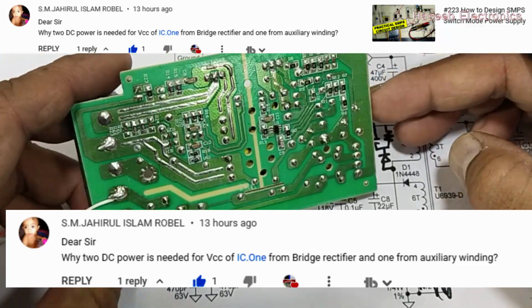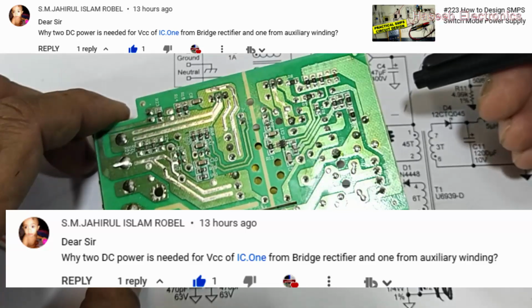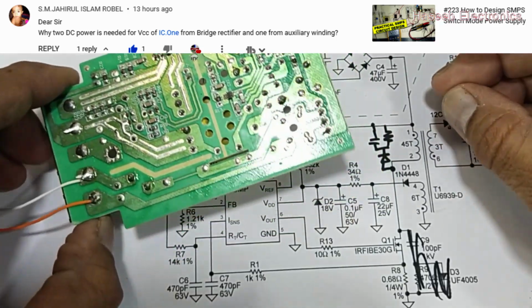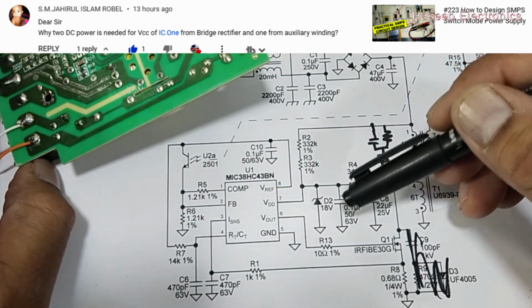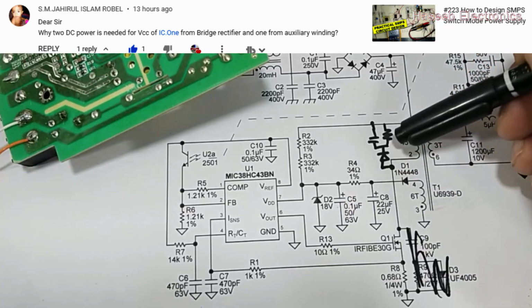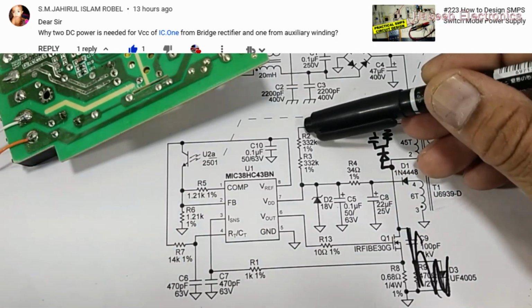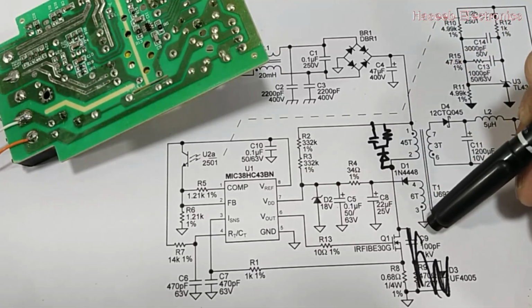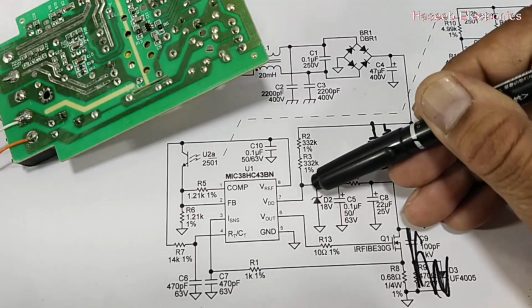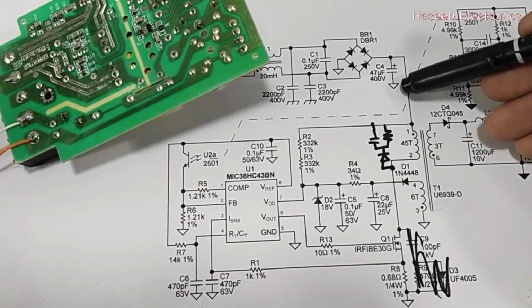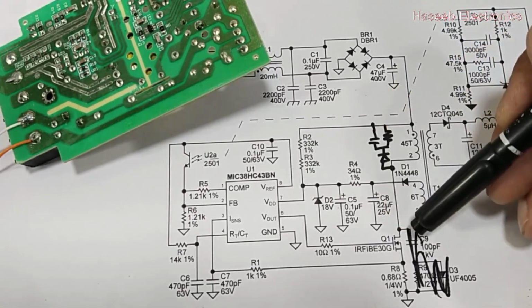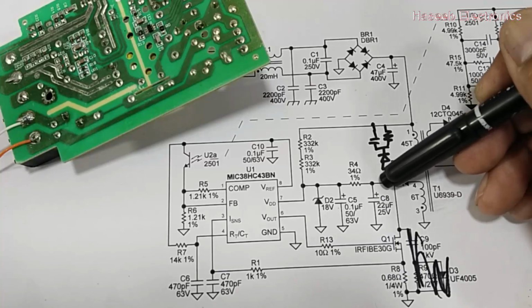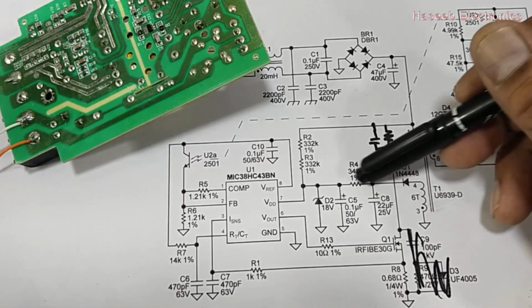Basically it is a question from one of my viewers. He asked me why two DC powers are needed for the VCC of the IC. Why two powers? The first power that is here, the second power that is coming from this side. He asked: one from the bridge rectifier and the second from the bias winding, VCC winding or auxiliary winding.